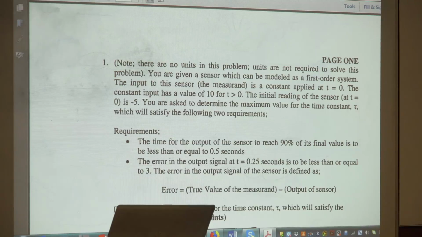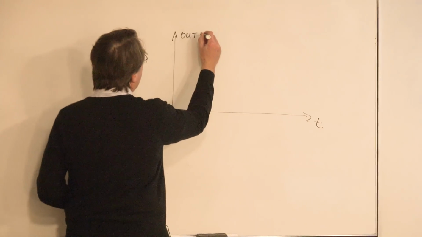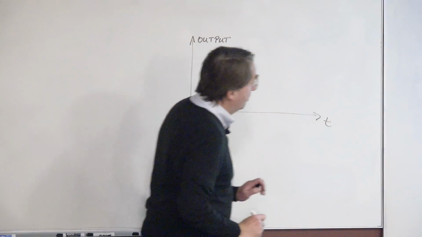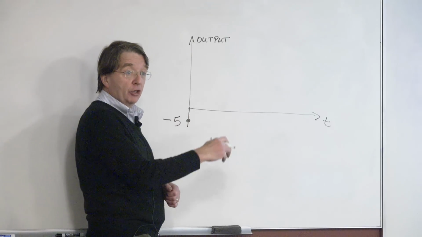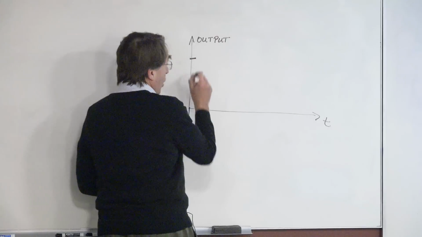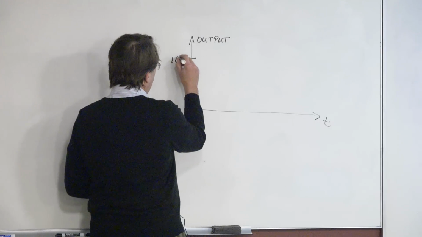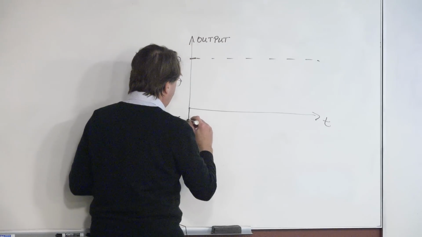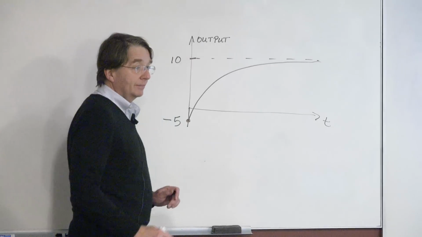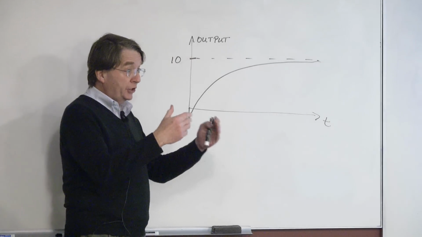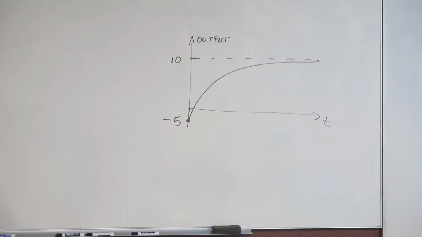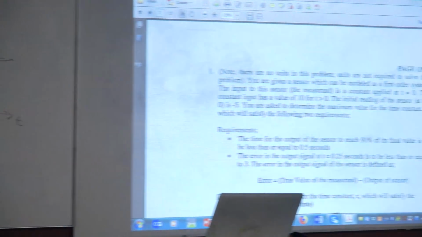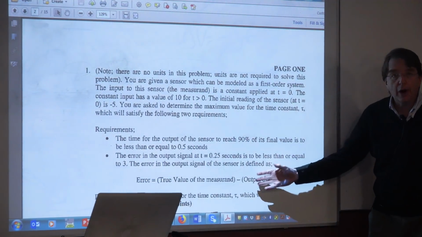My colleagues, I have time, and I have the output of the sensor, and let's see if I have the numbers right. At t equals 0, it starts at -5. And as t goes to infinity, it goes up to 10. And because it's first order, I know it's an exponential rise like that. Now, what controls the rate of change here? Tau. Okay, tau is going to govern how quickly this sensor responds. So we want to pick a sensor whose value of tau makes these two requirements possible.